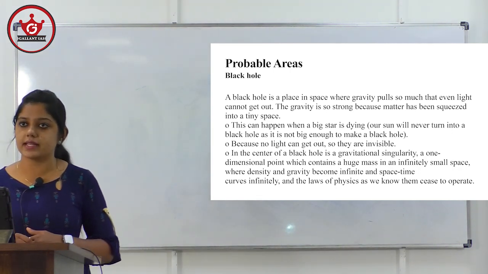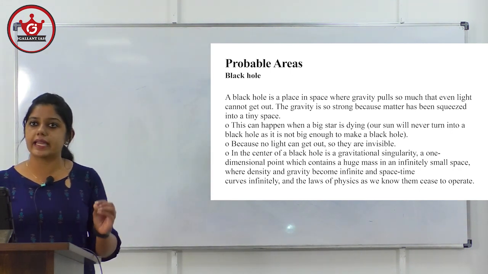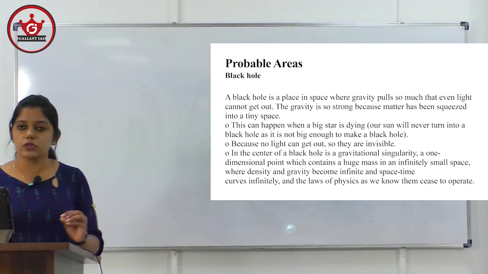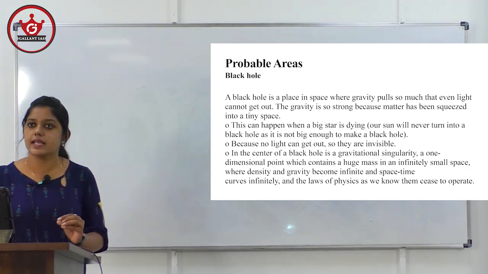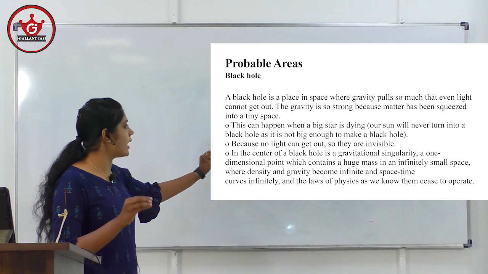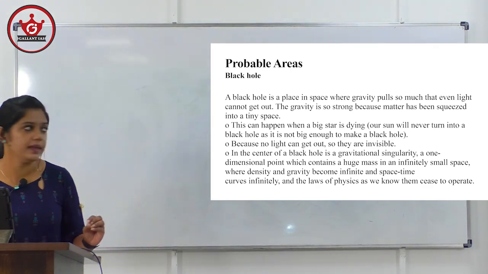Almost we can say that it is a dead star. It is a place in space where no light can literally penetrate. No light can get through the black hole. So that is a black hole. And we can say that it is a dying star. But make sure that our sun will never turn into a black hole, as it is not big enough to make a black hole. Very important. Statement-wise questions can be expected.